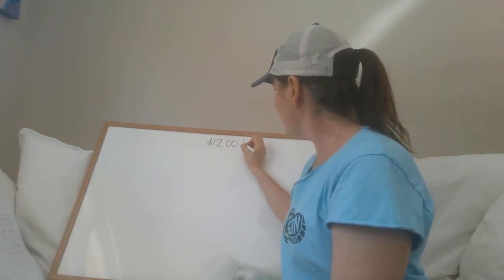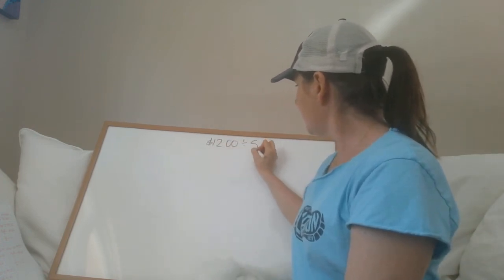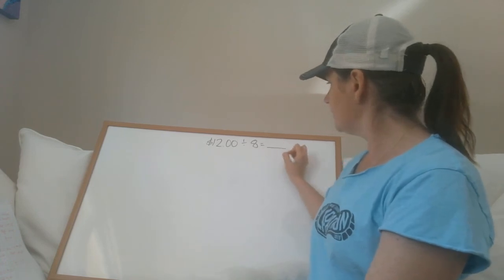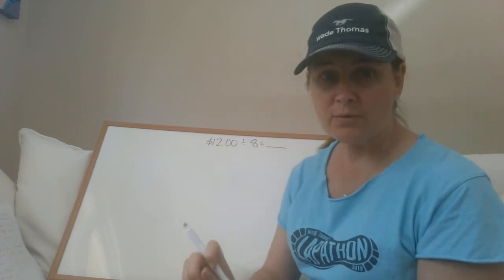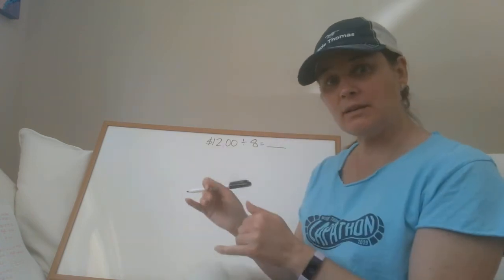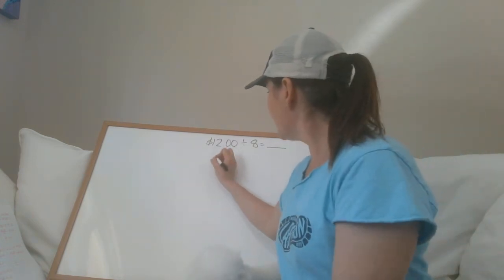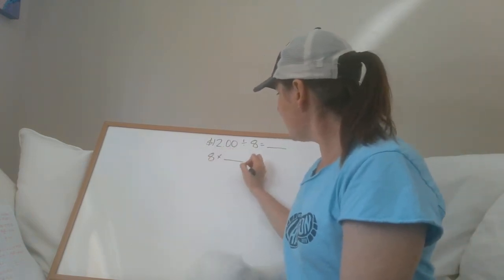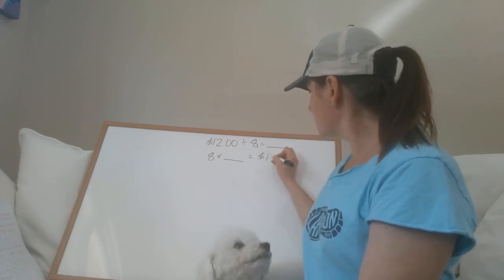divided by 8 gives you how much? And remembering with division, you can do the opposite. You can multiply, you can say 8 times what is going to get me $12.